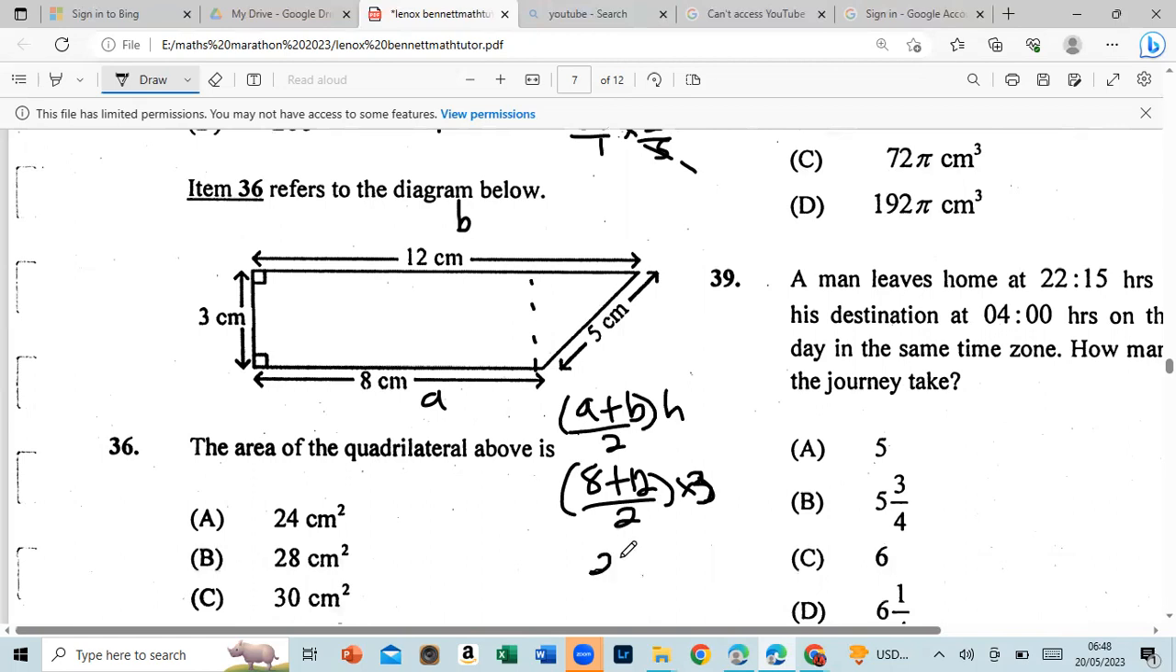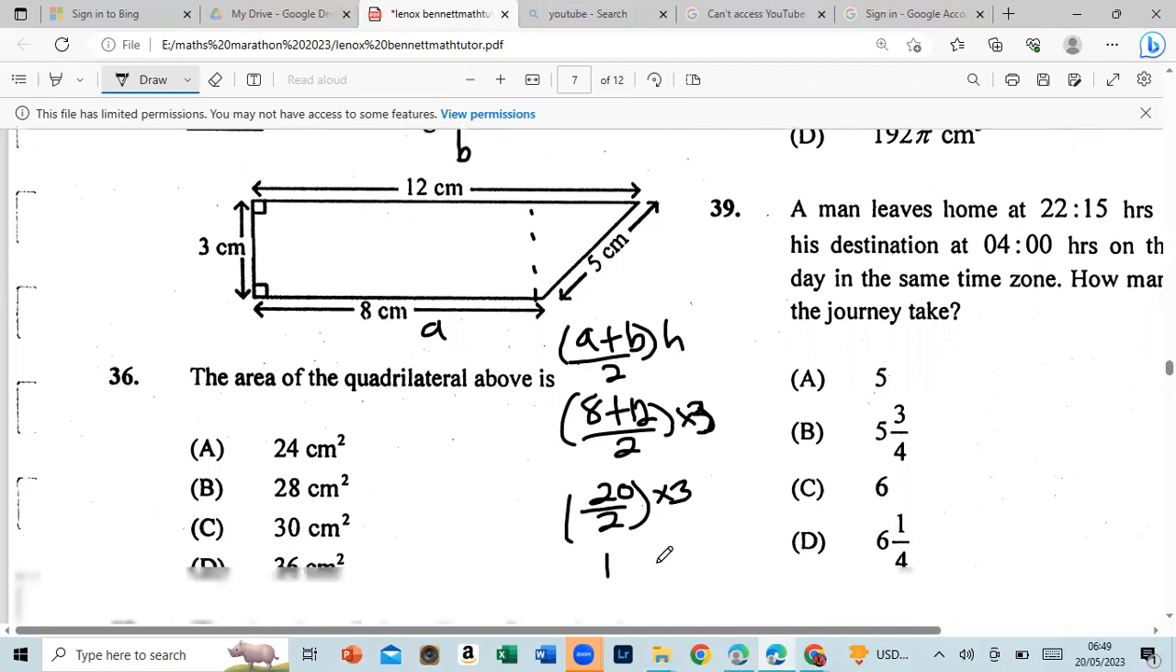So you add 8 and 12 to get 20, divided by 2, and then times by 3. So you work out the bracket first. 20 divided by 2 gives you 10. So it will be 10 times 3, alright? Which is 30.